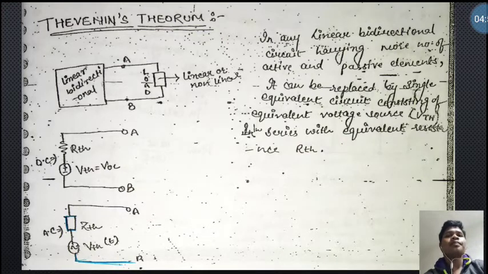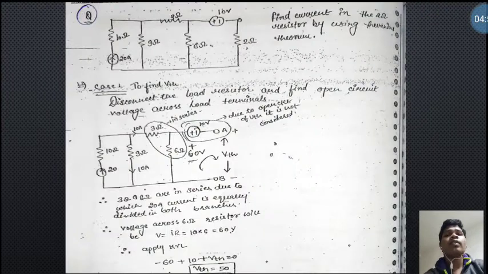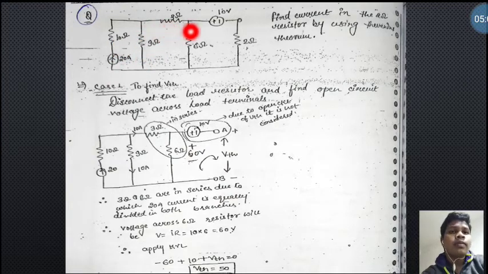So now come to the question. Here there is a 20 ampere current source with a 10 ohm resistance and a 9 ohm resistance connected in parallel, and in between these two parallel elements there is a 3 ohm resistance and a 6 ohm resistance, and this parallel connection has a 10 volt source in series with a 2 ohm resistance. It is asking us to find the current in the 2 ohm resistance by using Thevenin's theorem.